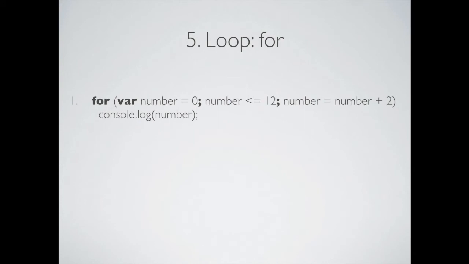So at the first time, when you run the for loop for the first time, the number will be 0, which means it is lower or equal to 12. So the loop will run, and after it's run for the first time, the number will add 2 to become 2, right? And again, until the number is higher than 12, right?